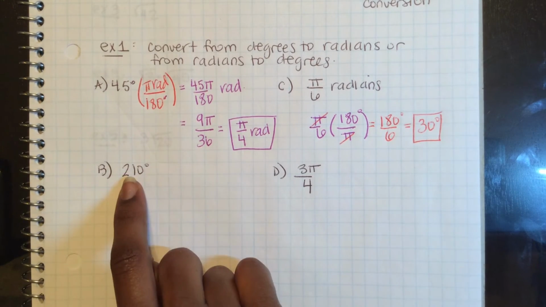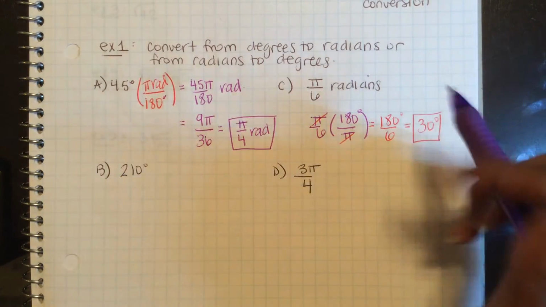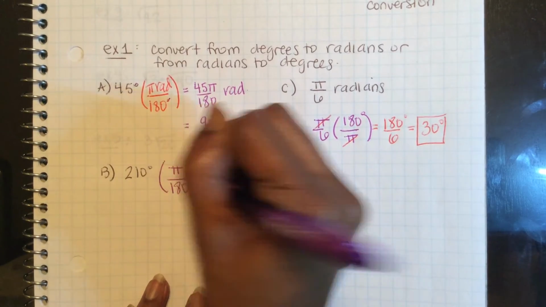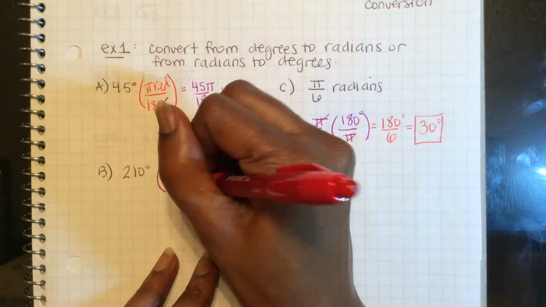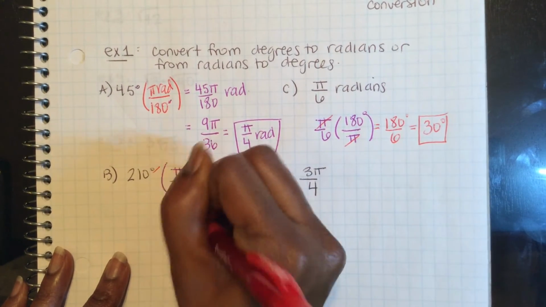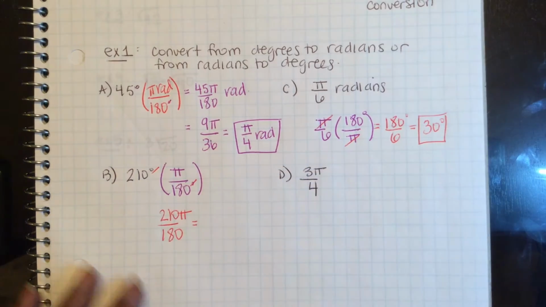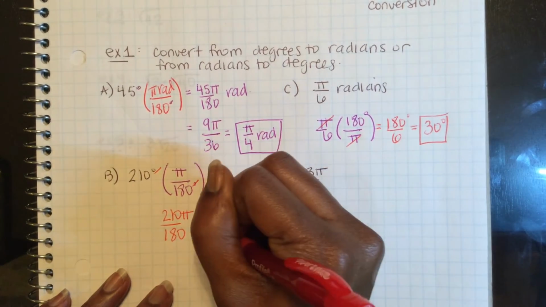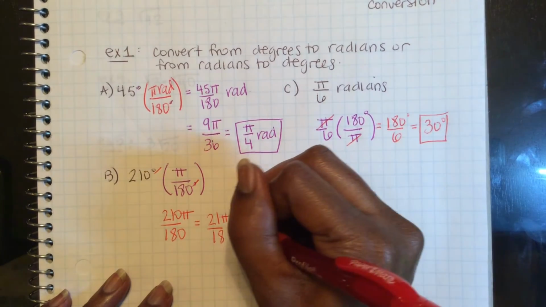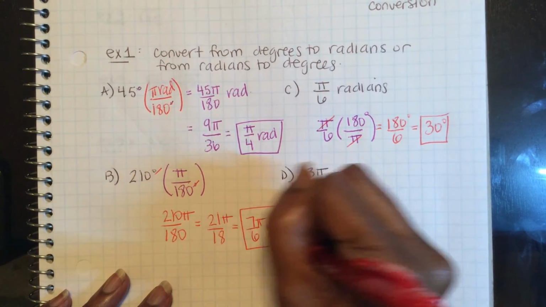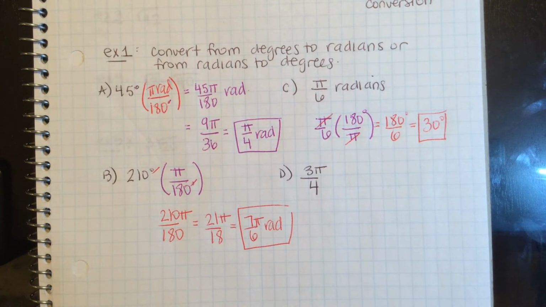So now I'm back to degrees, which means I'm converting to radians. So now I'm going to multiply by pi over 180 degrees so that my degrees cancel out. I'm left with 210 pi over 180. I know this is radians. Dividing by 10, 21 pi over 18, divided by 3, 7 pi over 6 radians. Simplified.